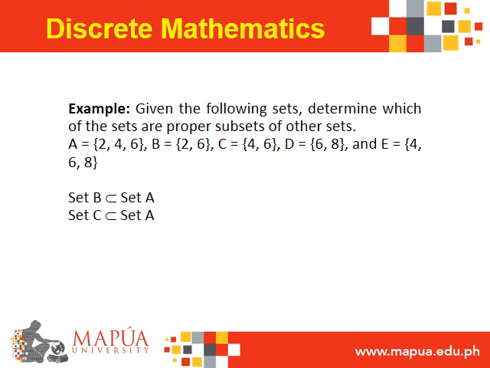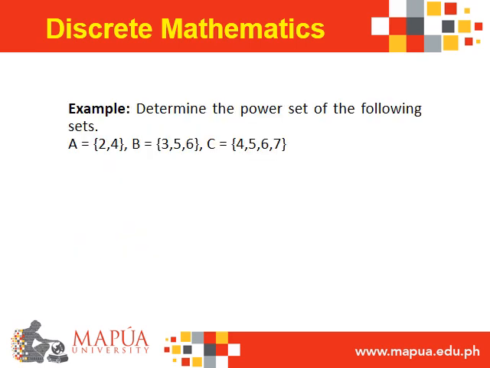Likewise, set C is a proper subset of set A, because every element in set C is likewise seen in set A. Set C also is a proper subset of set E, where your elements in set C are also seen in set E. Likewise, set D is a proper subset of set E, whereby elements of your set D are also found in your set E.